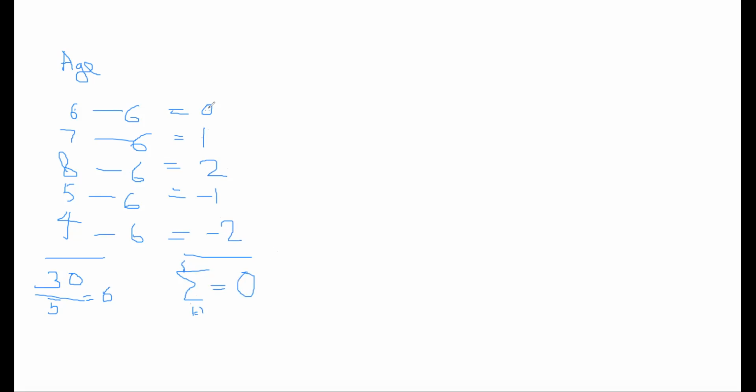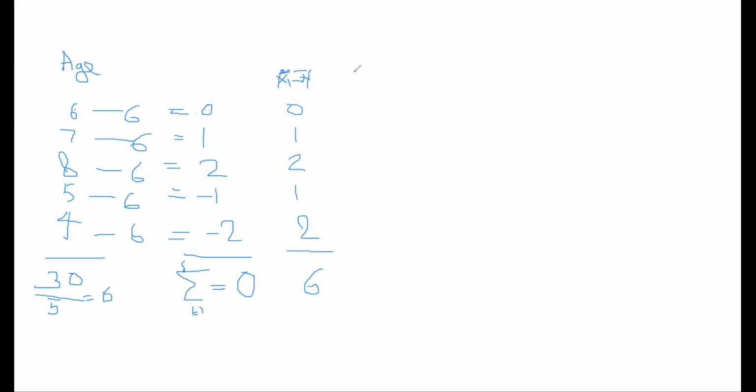So let's do the absolute value. Absolute values are written in this form, which is the absolute value of xi minus x bar that we did. So 0 absolute value is 0, 1 absolute value is 1, 2 absolute value is 2, minus 1 absolute value is plus 1, minus 2 absolute value is 2. What is the value that we get? 6. This is one thing. We will talk about this later.